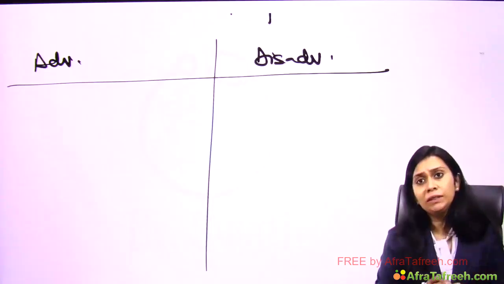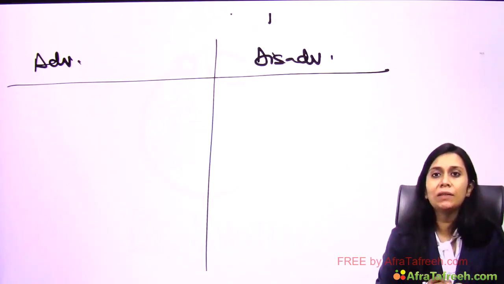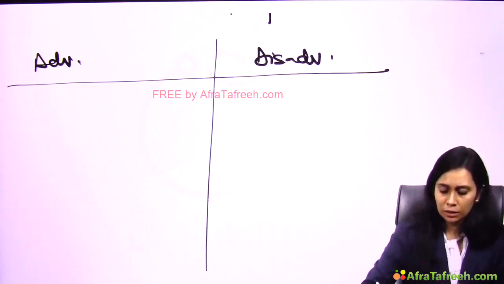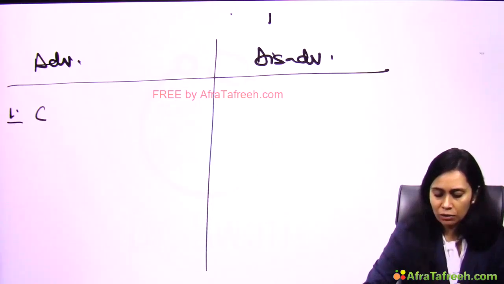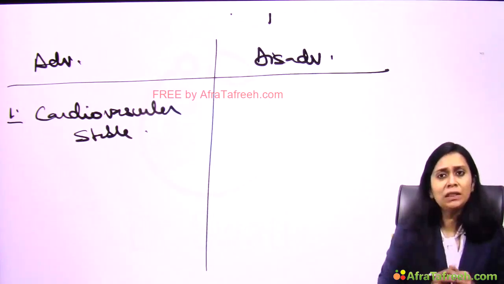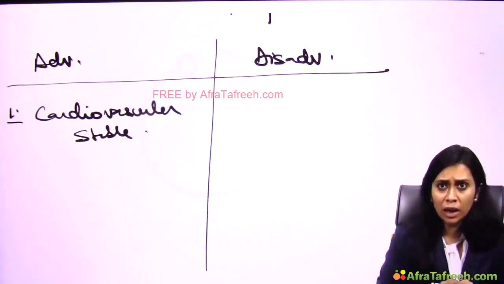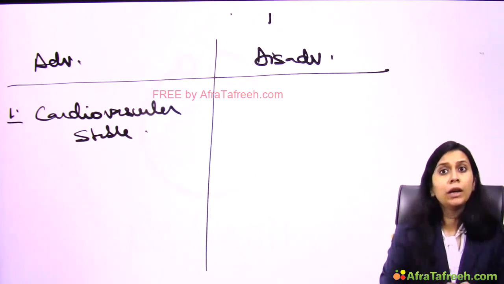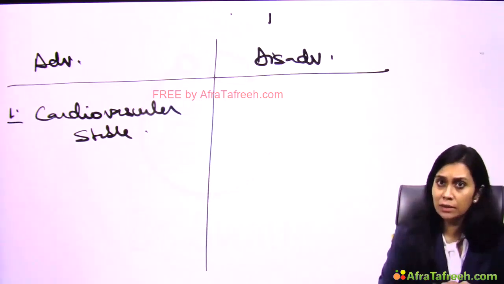Oldest agent of anesthesia, ether, completely cardiovascular stable. Cardiovascular stable. The latest inhalational agent of anesthesia, desflurane. Is it cardiovascular stable? No. It decreases blood pressure, increases heart rate.